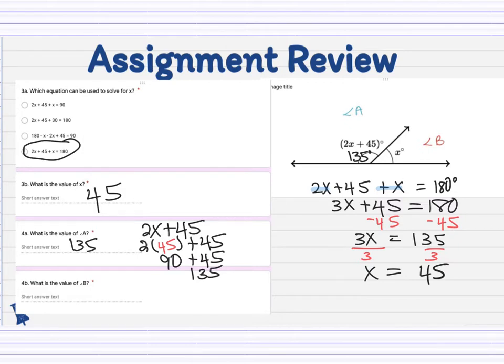Okay, angle B just says that the value is x. So if angle B is just x and I replace that with 45, then angle B is simply 45 degrees. And 135 plus 45 will give us our supplementary angle of 180.